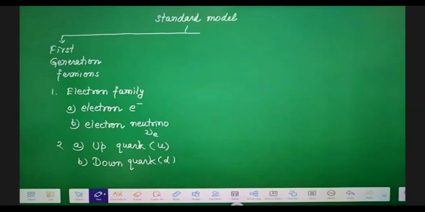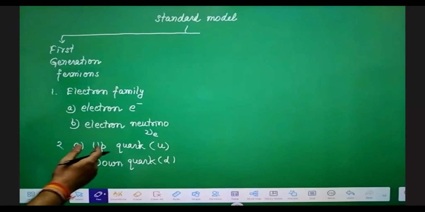First generation fermions are lightest and most stable. Full stop. Most of the atoms are made up of first generation fermions. This was point 1.